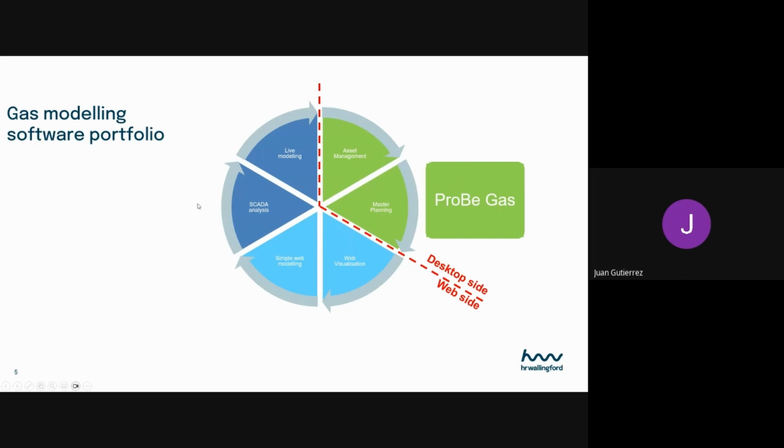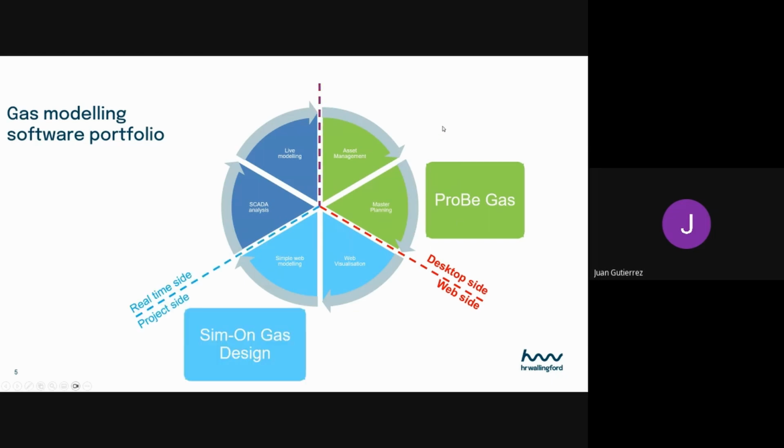Probigas is the classic desktop application, like Synergi or GasWorks. Here you will be working on your desktop and creating your models from scratch. It could be used as a surrogate for asset management, but that's not the function we created it for.